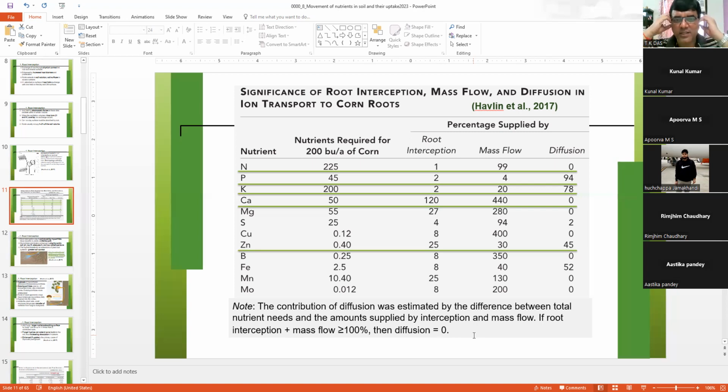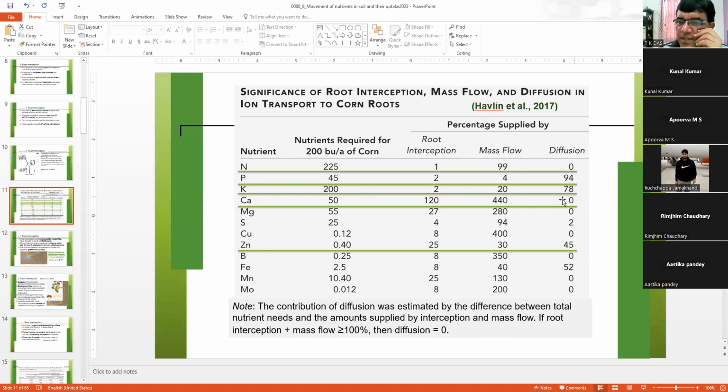Take the first case, the case of nitrogen. Nutrient required for 200 bushels per acre of corn. This is the targeted yield of the corn, say 200. And root interception, mass flow, and diffusion. So here you can say nitrogen is totally removed by mass flow. Say 99% is by mass flow, and root interception is 1. And similarly, you can see phosphorus, it is mostly by diffusion, 94. And see potassium, it is by diffusion again.